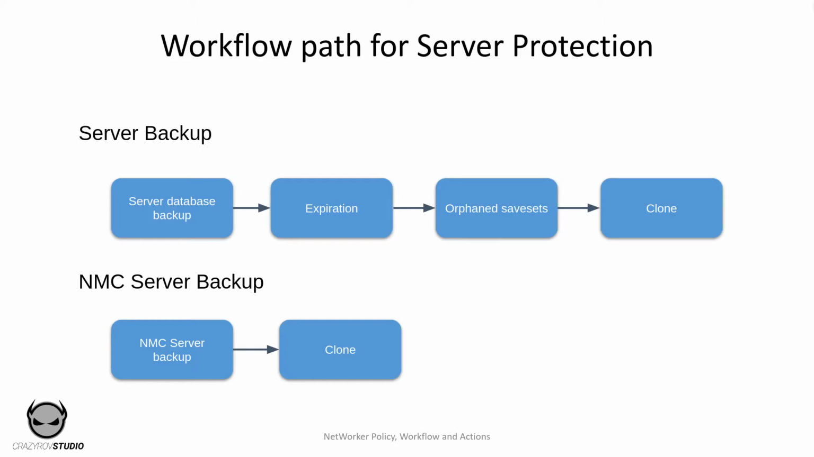The next workflow path is the NMC server backup. An NMC server backup action performs a backup of the Postgres NMC database. It can be followed by a clone. A clone action creates a copy of one or more save sets. Cloning enables secure offsite storage, the transfer of data from one location to the other, and can also be used for the verification of backups. As mentioned before, the workflow action depends on the protection group that it is associated with.